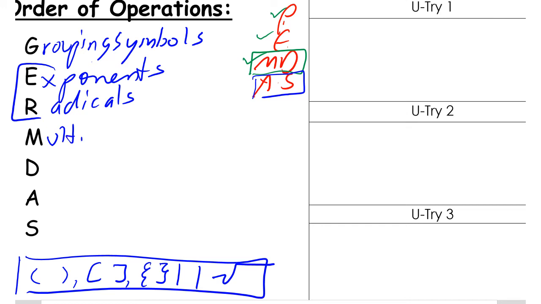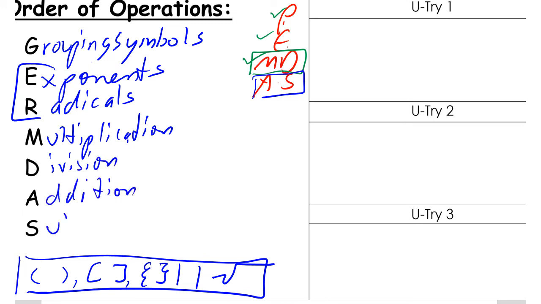M stands for multiplication. D for division. A for addition. And S for subtraction. But we follow order of operations to solve, that is, simplify. Let's try an example.